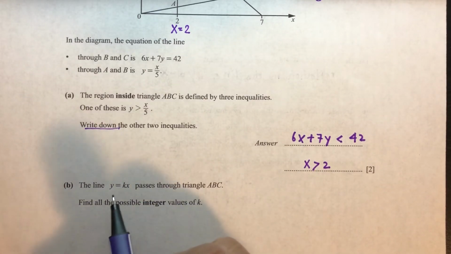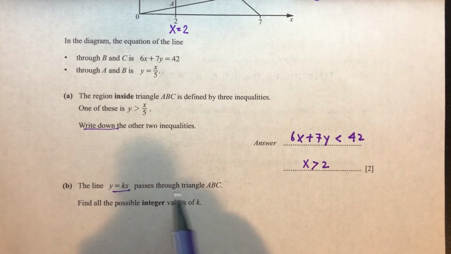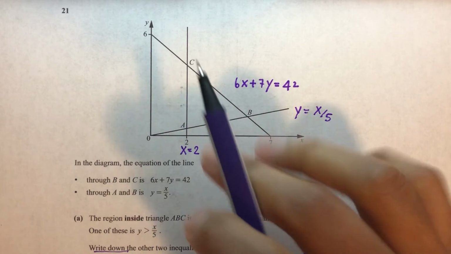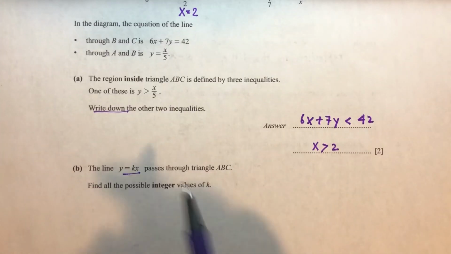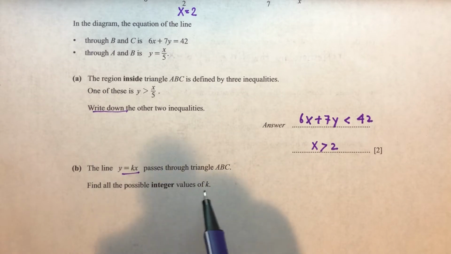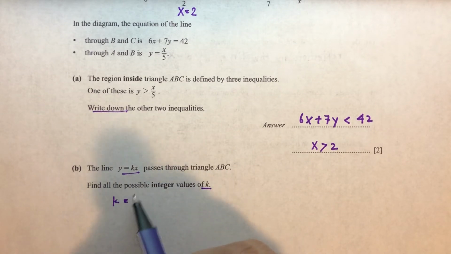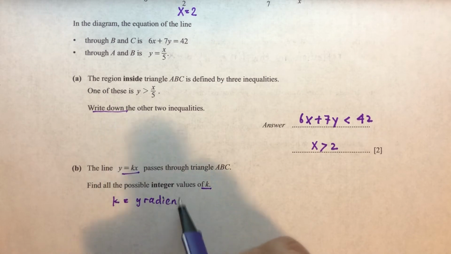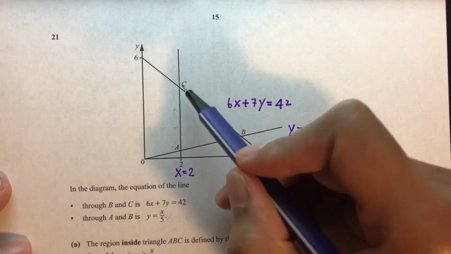The line y equal to kx passes through the triangle ABC. So there's a line y equals kx. It passes inside the triangle, right? So find the possible integers of k. So what is k to begin with? You can see that from the equation, k is the gradient of the line. So what we can do is find the gradient of OA, this line, and OC, this line.